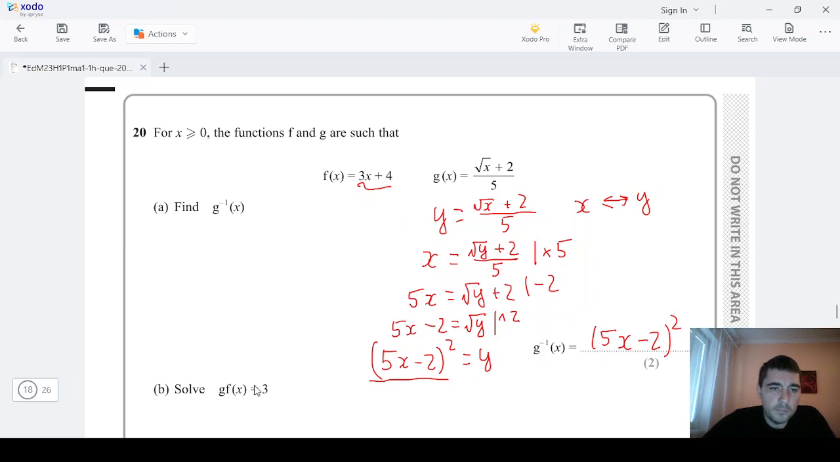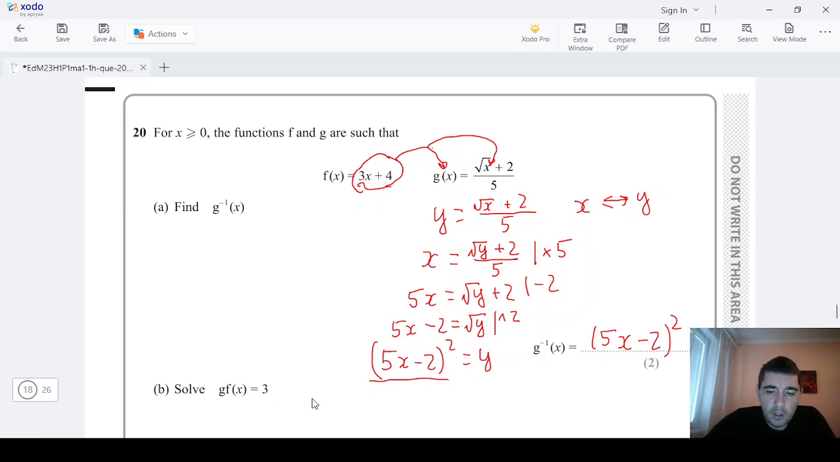So instead of x into g, we need to substitute our f(x) over there. So instead of every single x, we use 3x plus 4. So let's find the composition first.